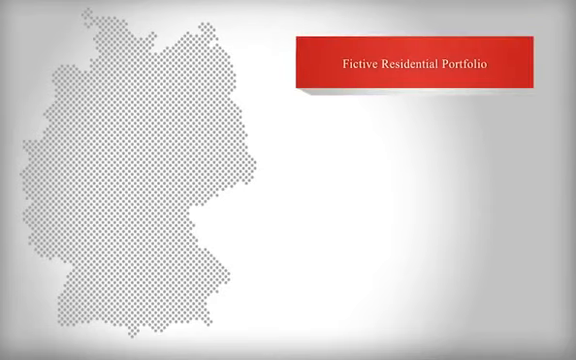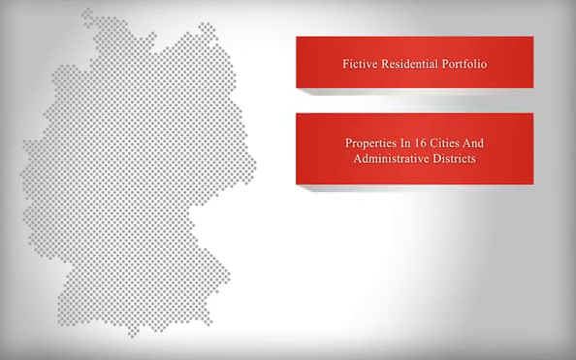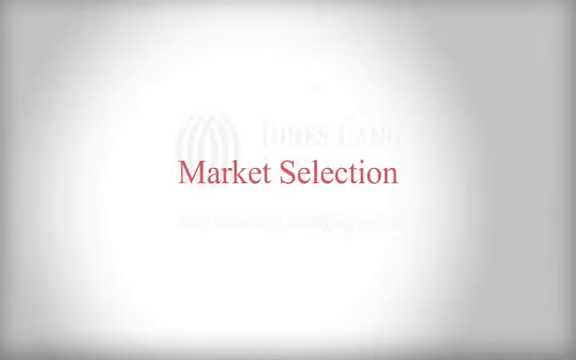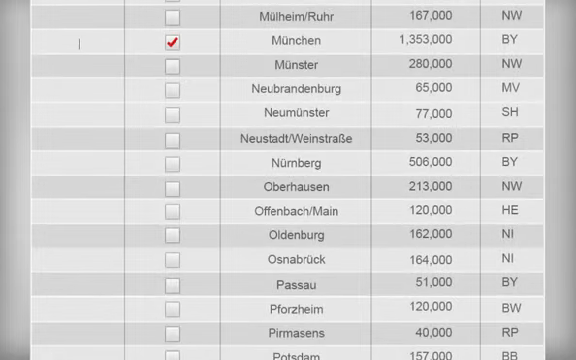A fictive residential portfolio will be analyzed to show the functionality of Dream. The properties are located in 16 administrative and urban districts in the state of Bavaria. The first step is now the selection of the markets. During the selection process, individual market weights can be entered for the calculation of a weighted portfolio average.